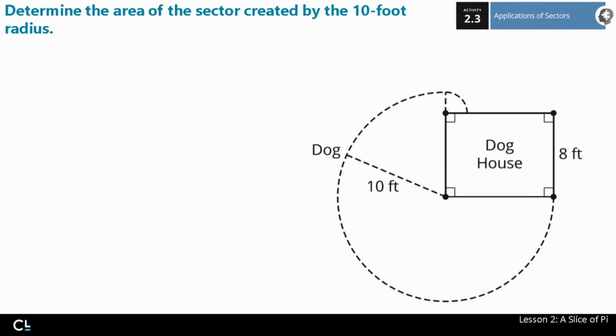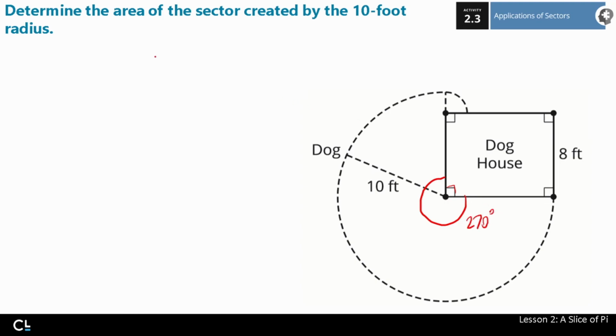All right, so let's look at our problem. It says determine the area of the sector created by the 10-foot radius. So the sector that we want to find isn't just broken up by this. They're just telling us that this radius is 10 feet. The sector is this whole entire thing from one side of the doghouse all the way around to the other. So this angle here is the angle that we're going to be using for M, right? That's going to be almost 360, but minus this 90, which is going to give us 270 degrees.